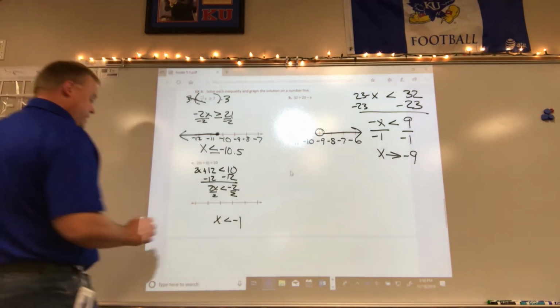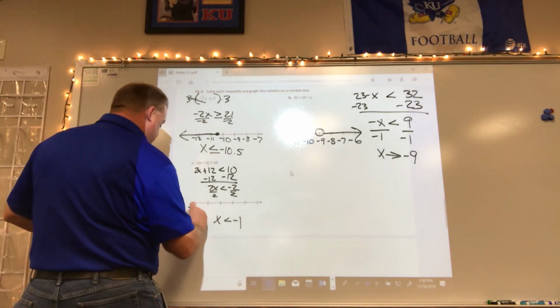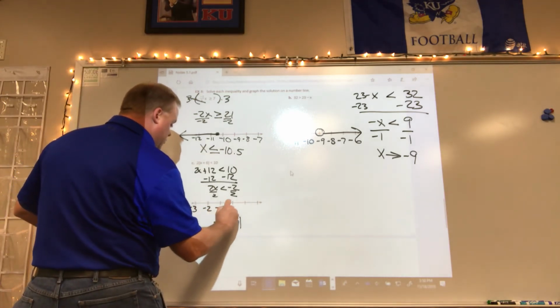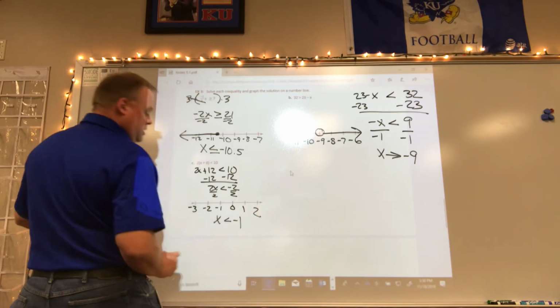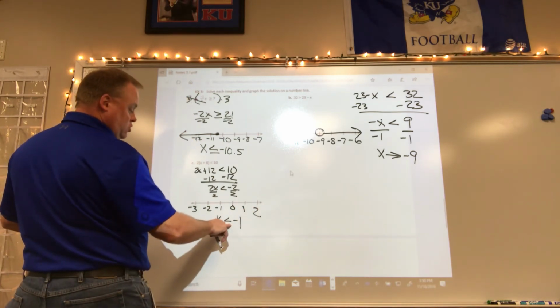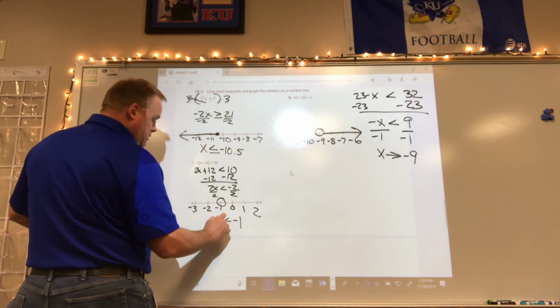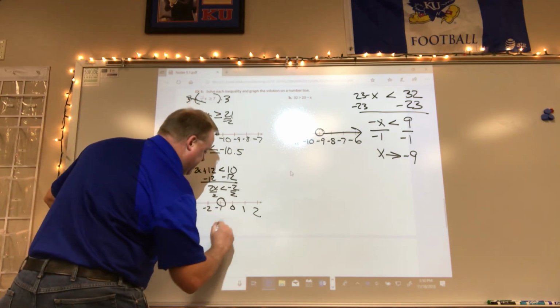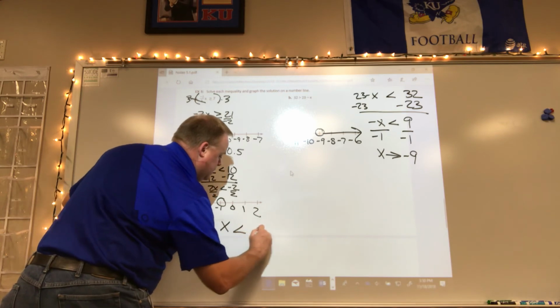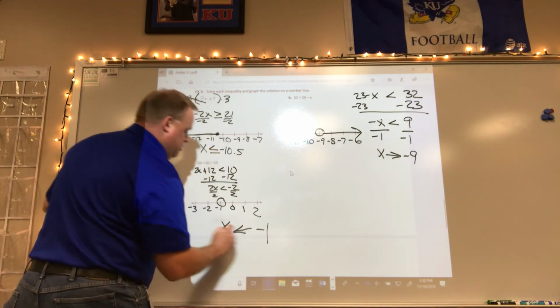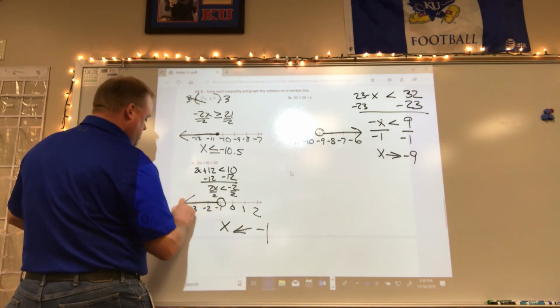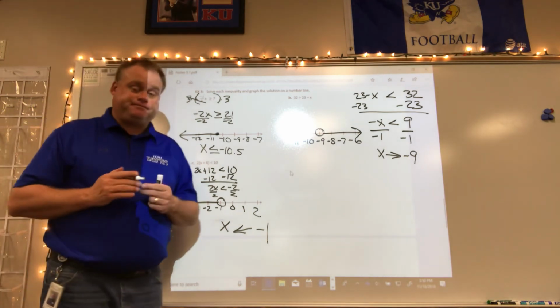So less than negative 1, so let's go negative 3, negative 2, negative 1, 0, 1, and 2. Less than, so open circle. I'm less than. I'm going to rewrite this so you can see it. If I make this an arrow, I'm going that direction. And lo and behold, I'm done.